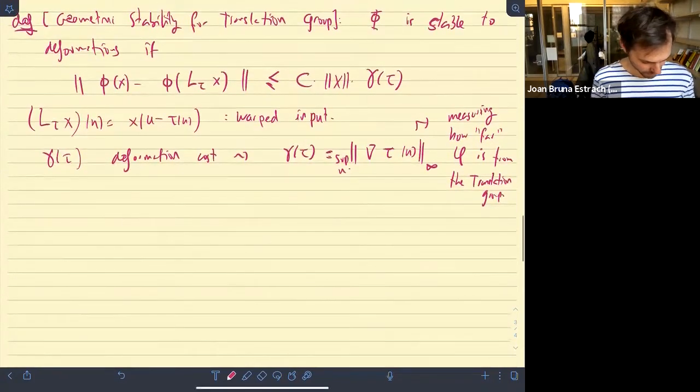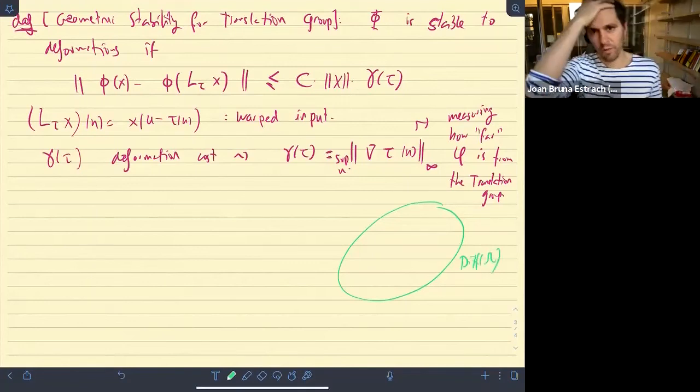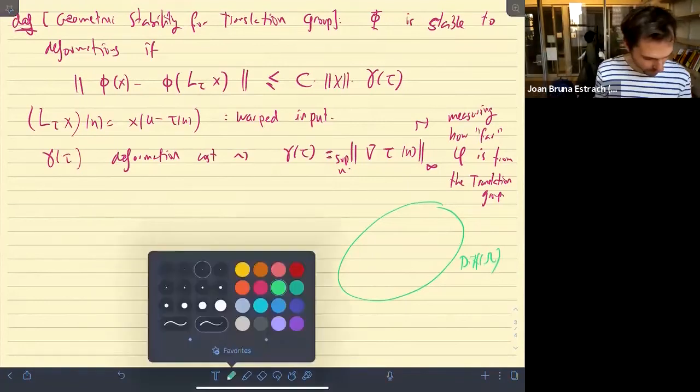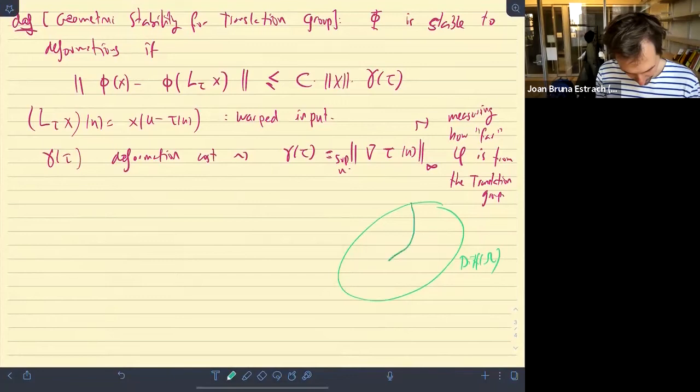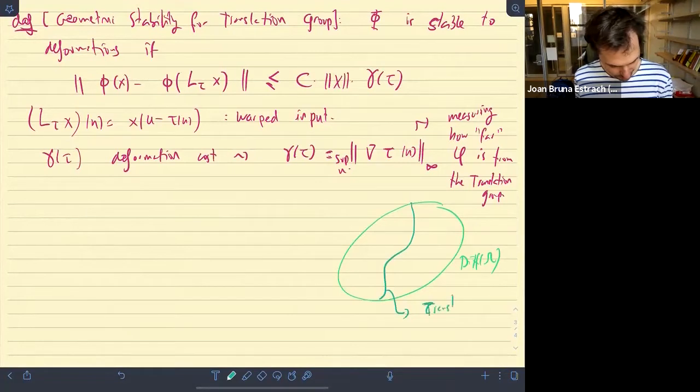So in pictures, we had the space of diffeomorphisms. It was very large, right? There's a lot of diffeomorphisms, and then there's a little tiny manifold, which is just the group, the translation group in our case.